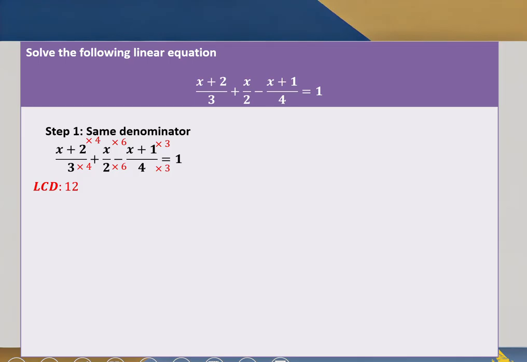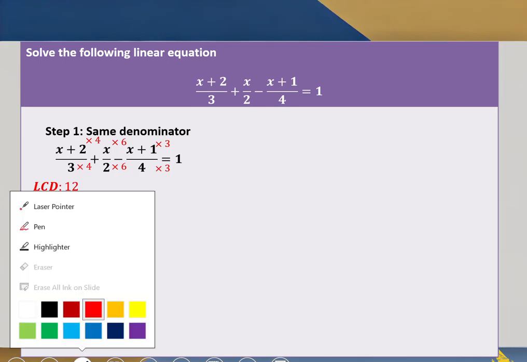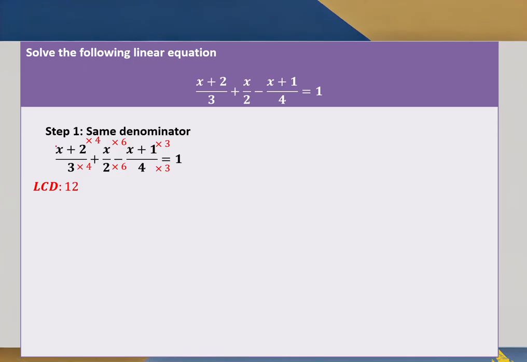So I'm just going to rewrite my fraction as individual fractions. That means I'm going to make sure that I also keep my brackets, putting brackets and everything on the numerator when I rewrite it. The next step is to expand my brackets. So 4 times x is 4x, 4 times 2 is 8, and 3 times x is 3x, and 3 times 1 is 3.